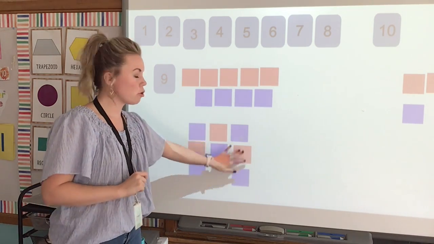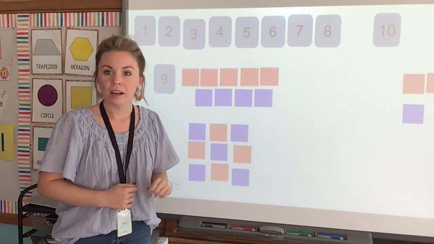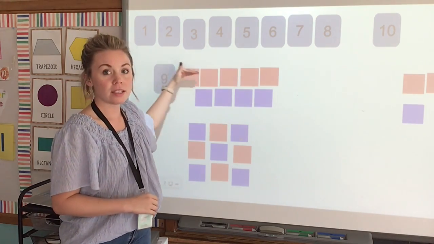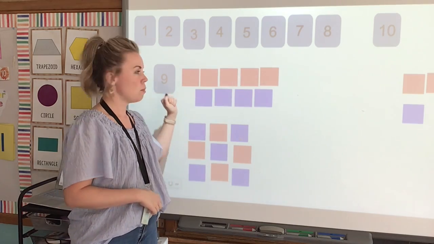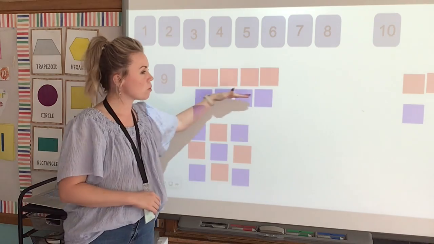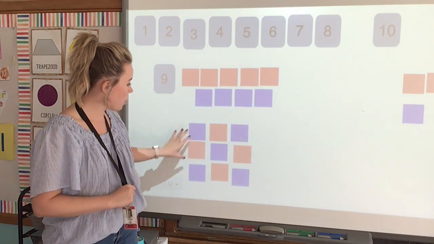But does this group of 9 look the same as this group of 9? No, not at all. This group of 9, remember, is a group of 5, and then a group of 4. All together makes 9. Plus, look at this. It's so nice and neat. We have rows. The top row is red. We have another row. The bottom row is blue. It looks awesome.